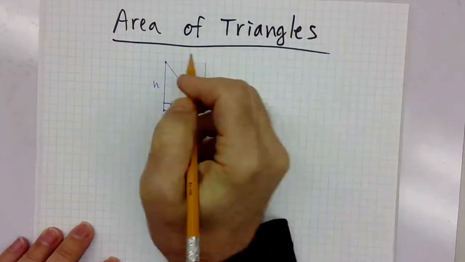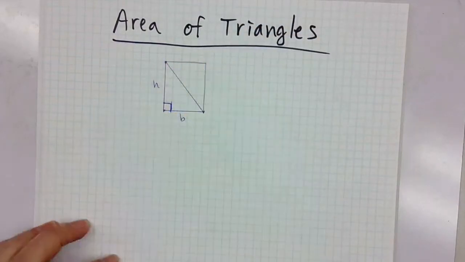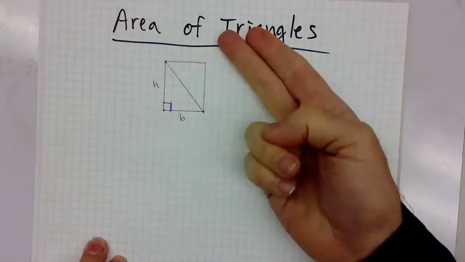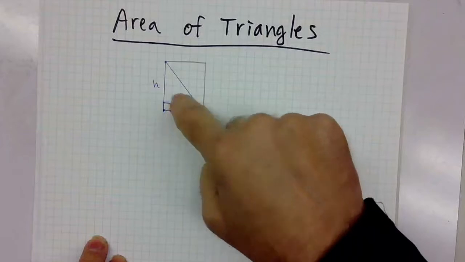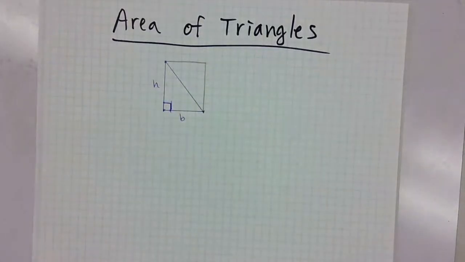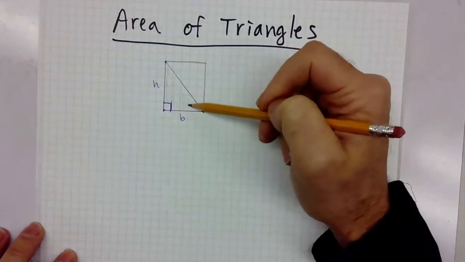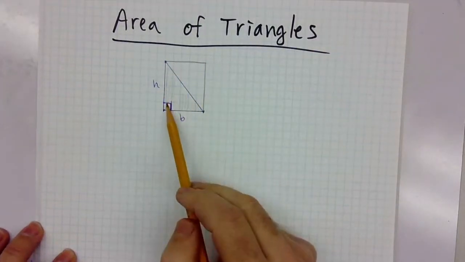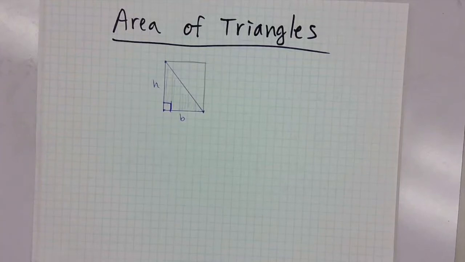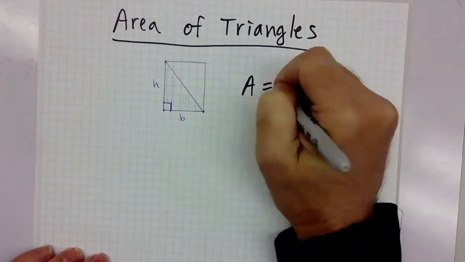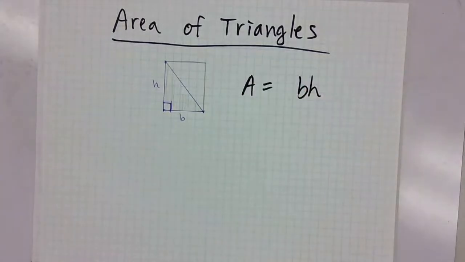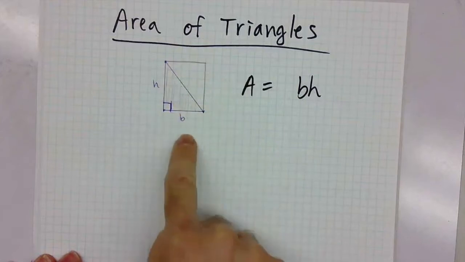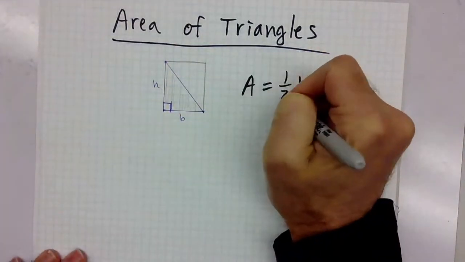If I wanted to, I could construct a rectangle by simply reflecting the right triangle over the hypotenuse. So these two triangles are congruent, meaning that the area of my right triangle is simply half the area of this rectangle. The rectangle can be defined as the base times the height, right? Base times height, do the right thing. That's the area of this whole rectangle. But my triangle is 1/2 of that.